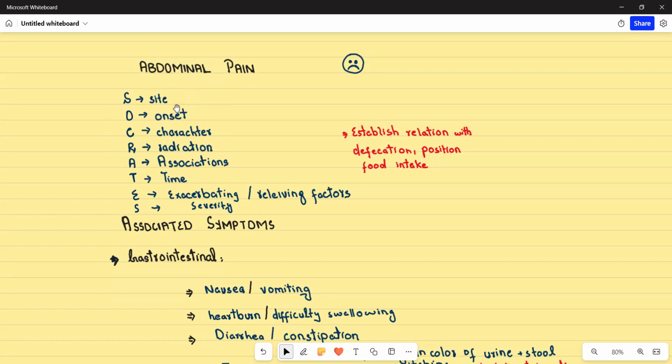So first of all, the site of the pain. We'll ask the patient, can you please tell me exactly where you are feeling this pain? Can you please point it out with a finger? Onset of the pain, can you please tell me when did it start and how did it start? Was it sudden or gradual? Character of the pain. Can you please describe this pain for me? Is it sharp, dull, or crampy?